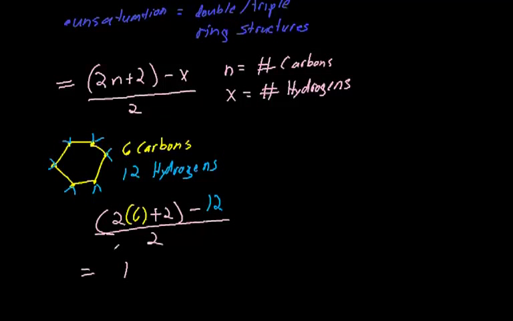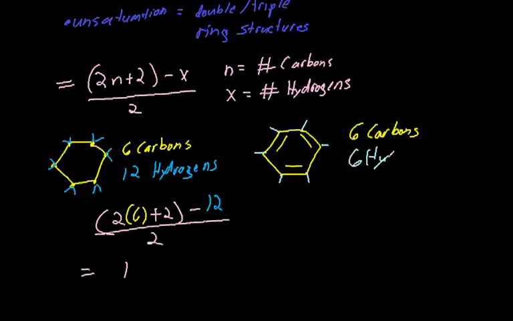Excuse me. Let's look at something else. Let's look at a benzene ring. So it's basically a cyclohexane with 3 double bonds. So we're going to have the same amount of carbons, 6 carbons. But now we're going to change the amount of hydrogens. There's only going to be 1 hydrogen for each carbon. So we have only 6 hydrogens.